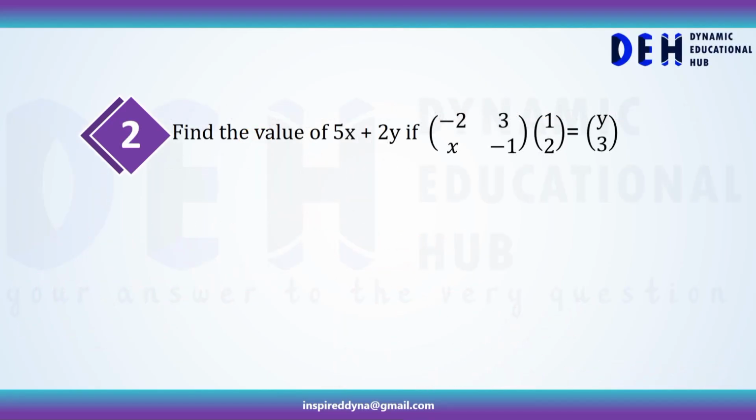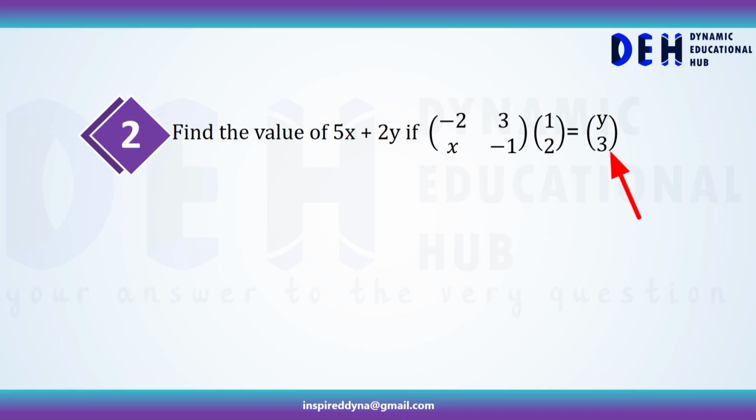To the second question, which is very simple, find the value of 5x plus 2y if the matrix [-2, 3; x, -1] times [1; 2] is equal to [y; 3]. Look at this matrix very well. You have a 2 by 2 square matrix multiplying a 2 by 1 matrix, which is a rectangular, vertical matrix. When you multiply them together, you are going to get a vertical rectangular matrix, which is 2 by 1.